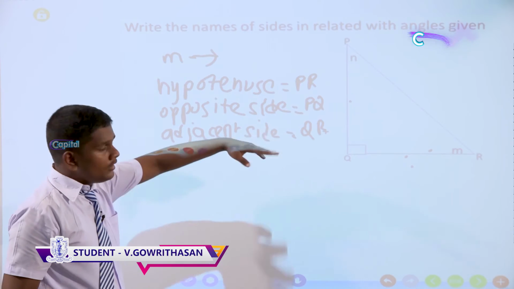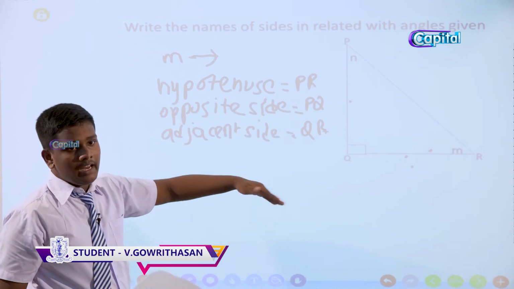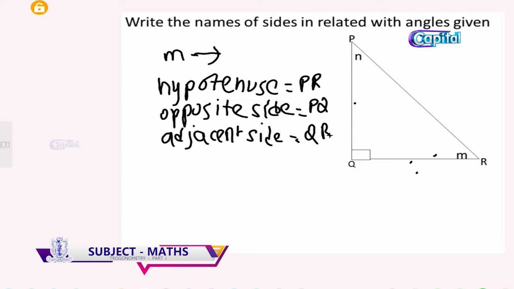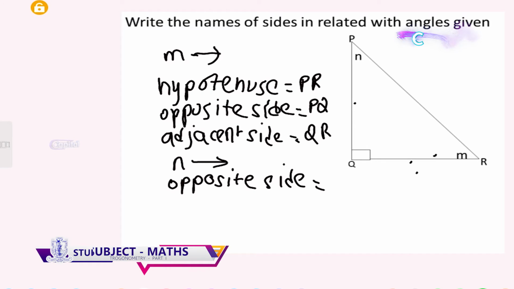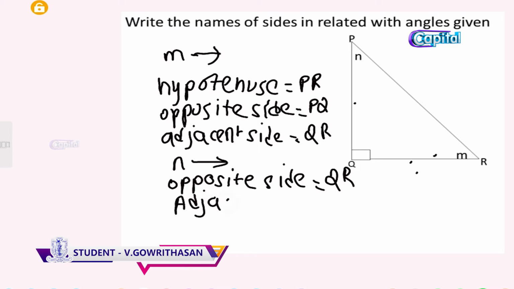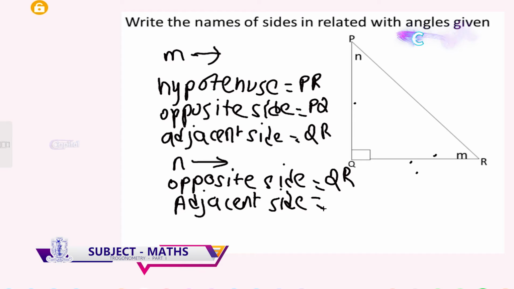Now take the angle N, then find the hypotenuse, adjacent and opposite side. Hypotenuse is always the same, so we need not write the hypotenuse. So the opposite side is equal to QR, and the adjacent side, that is the closest side, is equal to PQ. Let's move to the next.